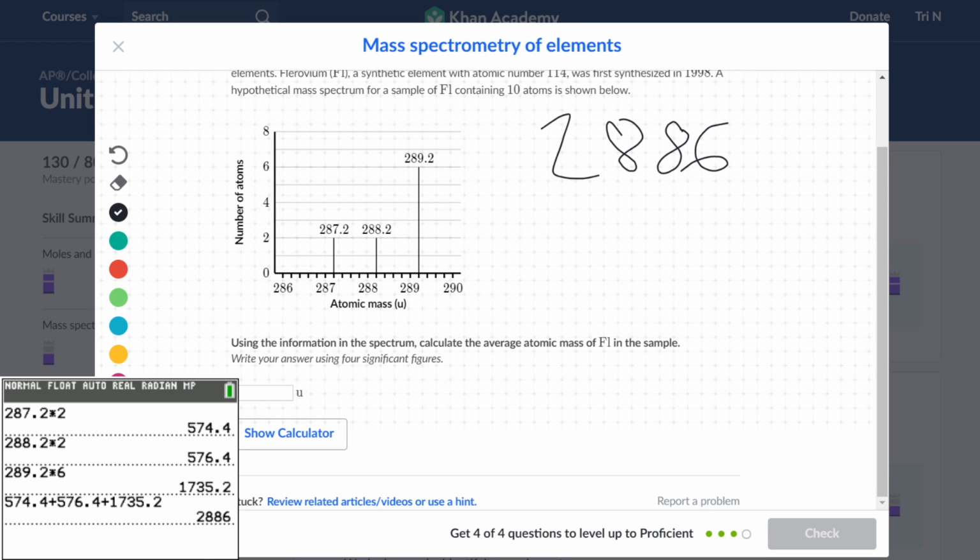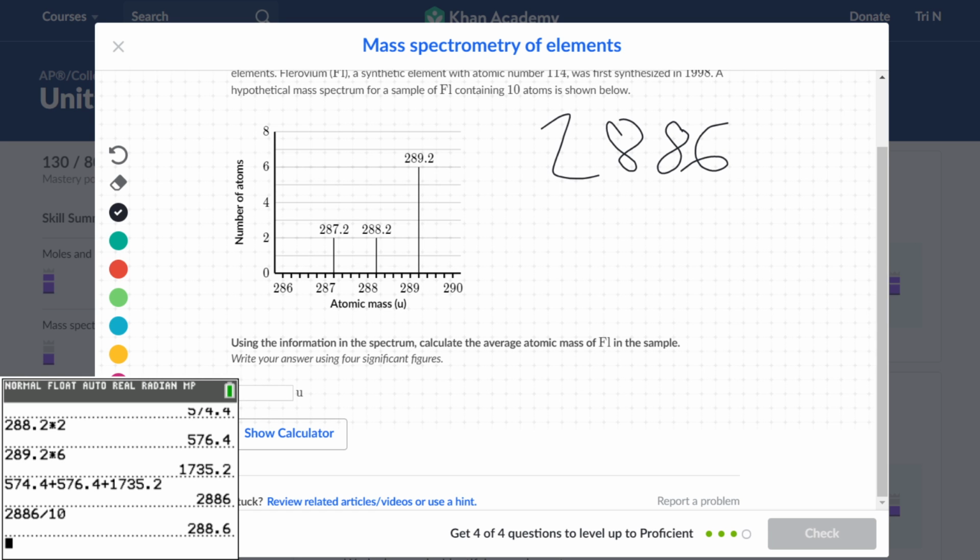We have 2 plus 2 plus 6, so 2 plus 2 plus 6 would be 10. And we're going to take 2,886 and divide by 10 to get the average, because we already added up all the quantity for 10 atoms, and now we're going to divide by 10 atoms to get the average of one atom. When we divide like that, we're going to have the average of one atom. So if we put 2,886 divided by 10 into a calculator, the answer you should get is 288.6. And that should be our final answer.